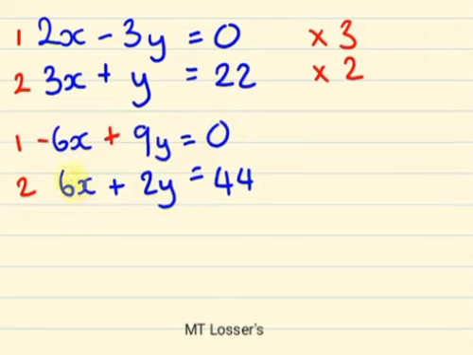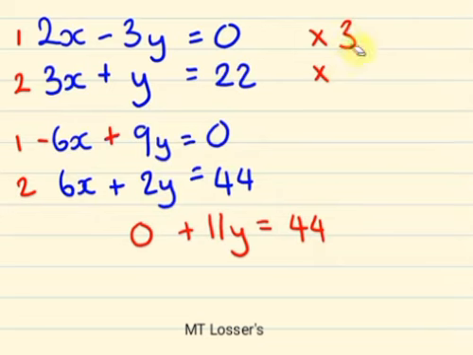So 6x, take away 6x is nothing. 2y and 9y, we get 11y. We're getting those together, and it equals 44. So if 11y is 44, you could probably guess, and hopefully you got the answer of y being 4. Okay, we'll substitute the values in.